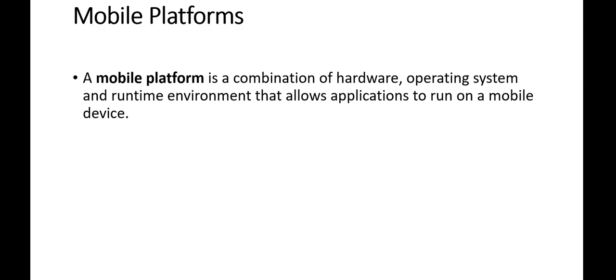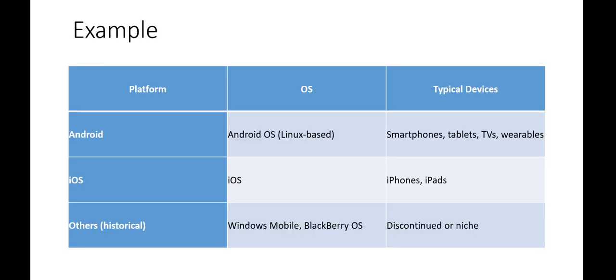Mobile platform. A mobile platform is a combination of hardware, operating system, and runtime environment that allows applications to run on mobile devices. Examples of platforms: Android platform, where Android OS is used, for smartphones, tablets, TVs, wearables. For iOS, the OS used is iOS, for iPhones and iPads. Others are Windows Mobile and BlackBerry OS.